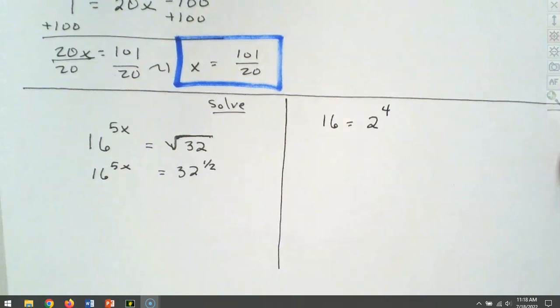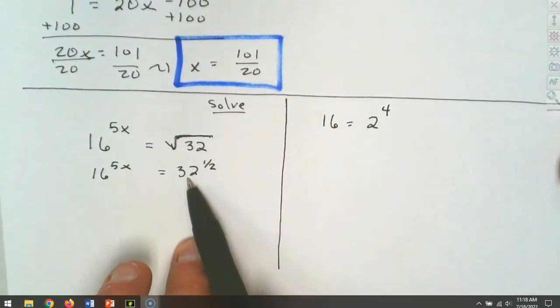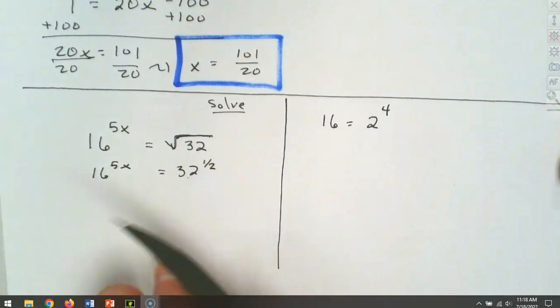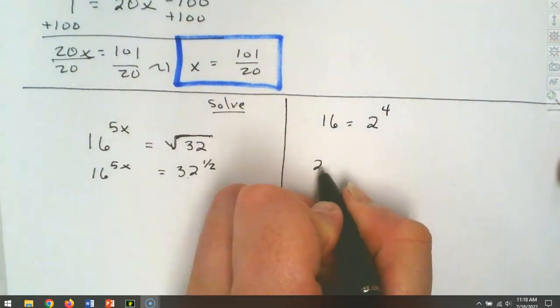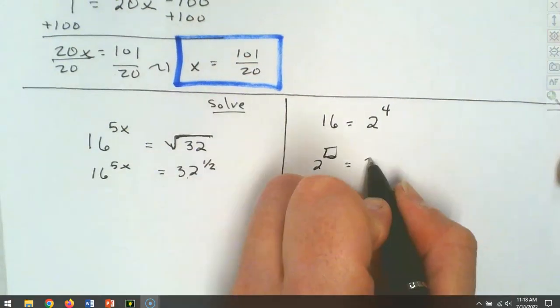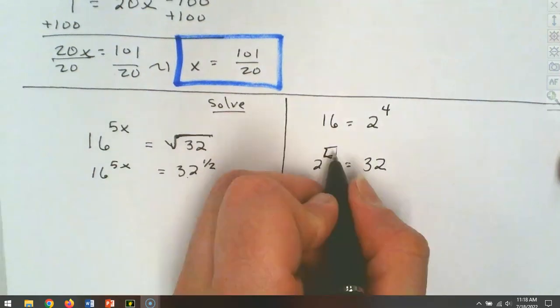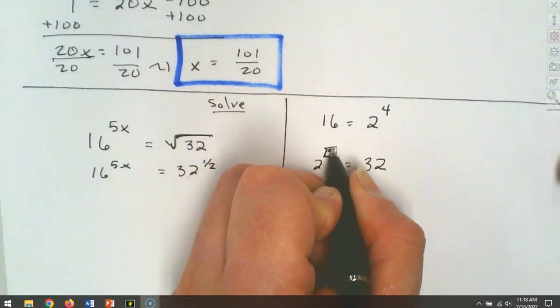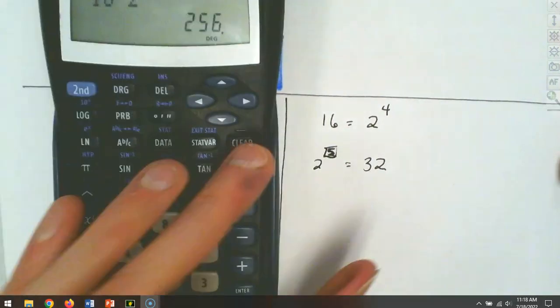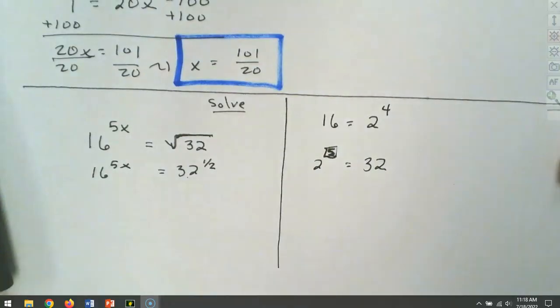Now, if that's 2 to the 4th power, let's see if I can get 32 also to have a base of 2. So see if we can figure out the other one. Once you find one of them, you can get the other one. So 2 to what power makes it 32? If you use a calculator, 2 to the 5th power, isn't it? Or is it 6? Let's see. Yep, because 2 to the 5th power is 32.